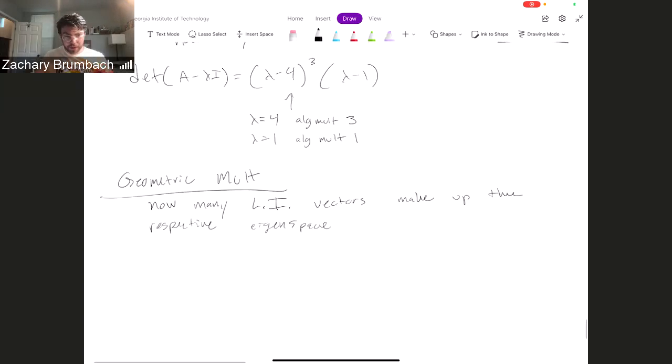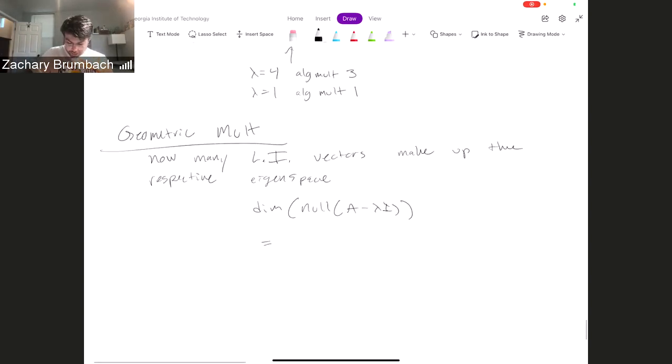The easiest way to find this is to find the dimension of the null space of A minus lambda I, which is saying how many free variables are in A minus lambda I. Okay? That is the easiest way to find geometric multiplicity.